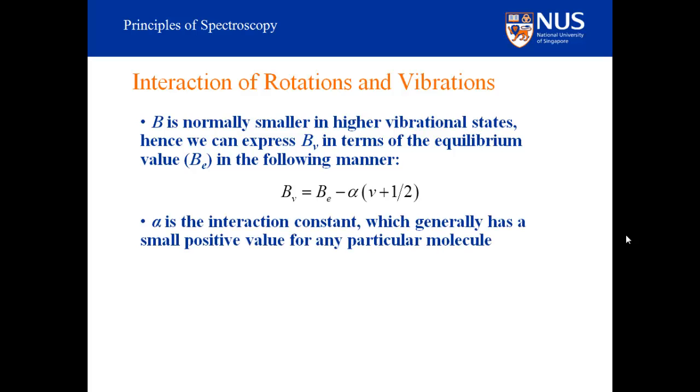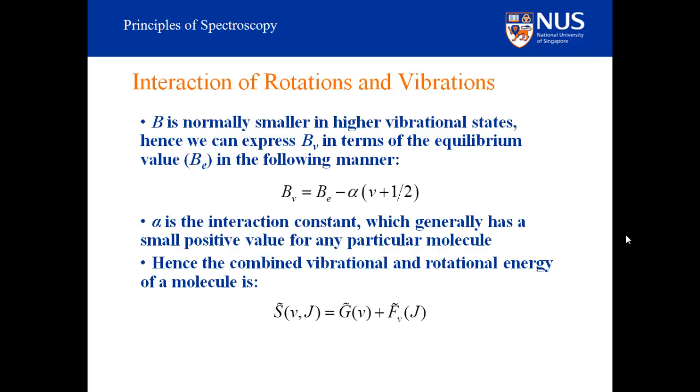The alpha constant is known as the interaction constant. It is generally a small positive value because, as you can see, as we go to higher vibrational energy levels, the rotational constant gets smaller and smaller. That would be the case if alpha was a small positive value.